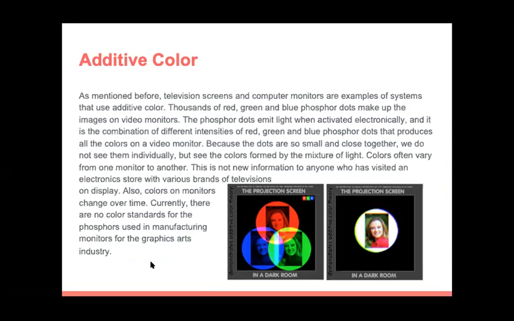So colors often vary from one monitor to another. This is not new information to anyone who has visited an electronics store with various brands of televisions on display. Do you ever walk into like a Target and you see how different the display is? Or even different monitors on computers. Also, colors on monitors change over time. Currently, there are no color standards for the phosphors used in manufacturing monitors for the graphic arts industry.